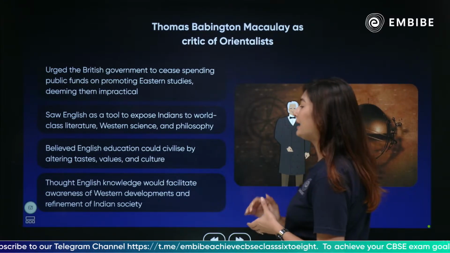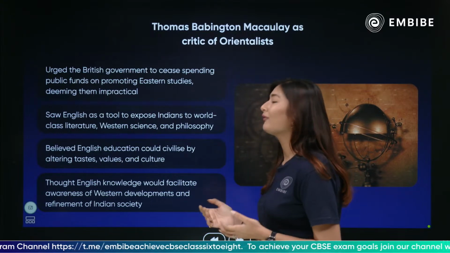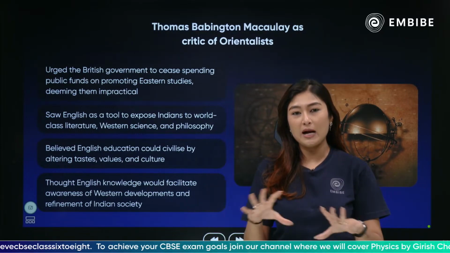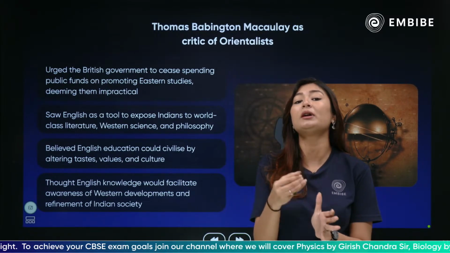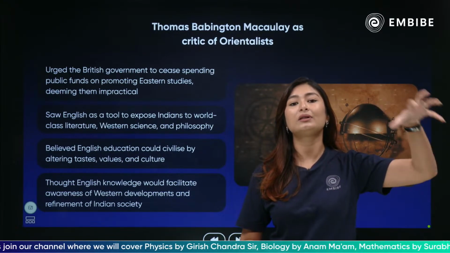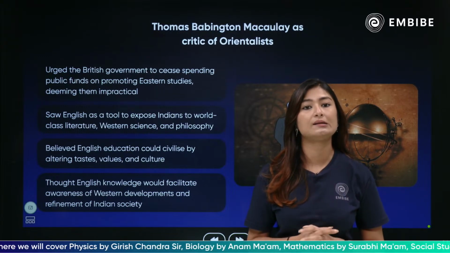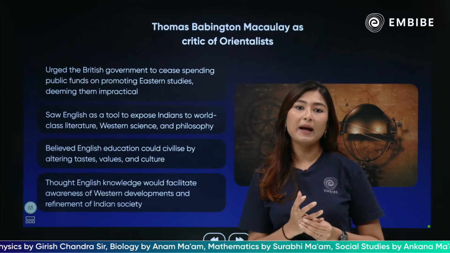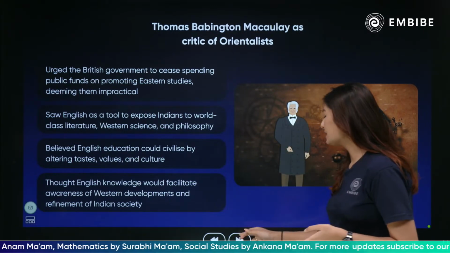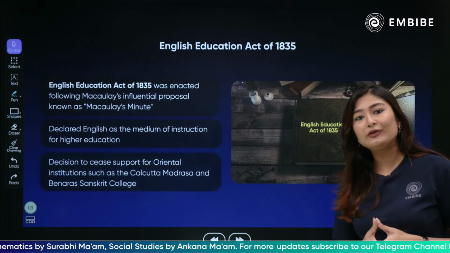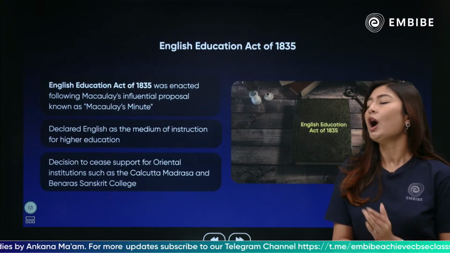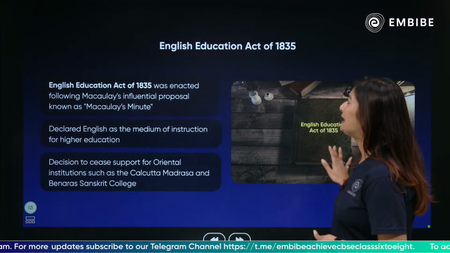Thought English knowledge would facilitate awareness of Western developments and refinement of Indian society. So he believed that India and Indians can actually grow, develop and be refined, can get better, transform into a better version once they learn English. And if they learn English, they will be able to learn everything of the Western knowledge. एक बार जब लोग अंग्रेजी सीख जाएंगे तो वेस्ट के सारे नॉलेज को वो पढ़ पाएंगे और इसकी वजह से वो बेहतर इंसान बन सकते हैं. Which is so sad, right? A person can always grow by learning anything and everything. And Indian ancient texts also have their own value and a lot of depth in learning, a lot of exposure. But he completely disregarded that.